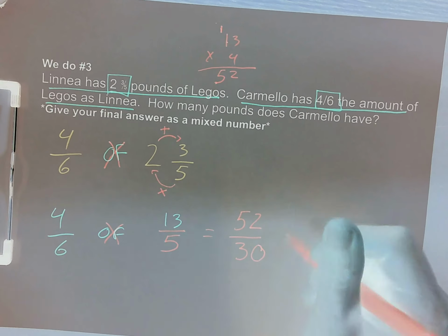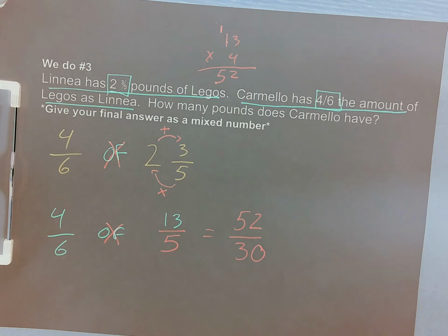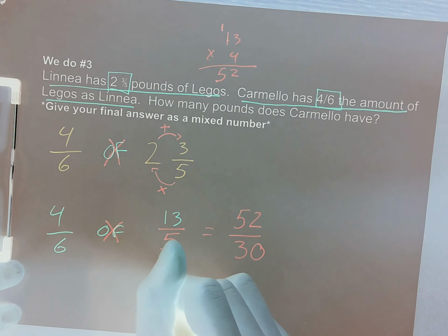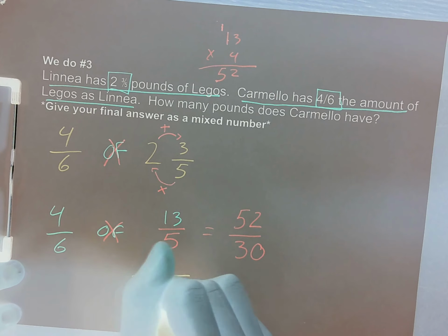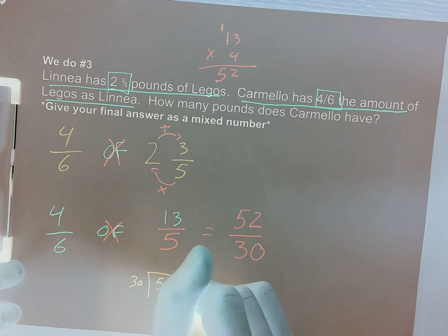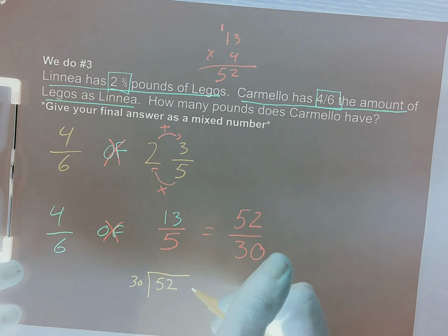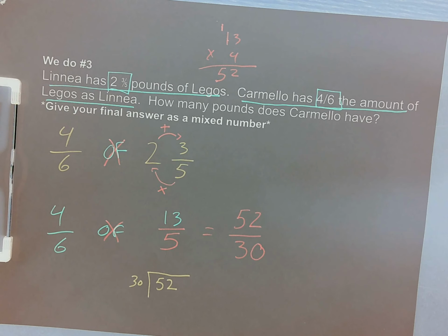But we need our final answer to be a mixed number. To convert an improper fraction to a mixed number, we need to divide. Let's do this part on our own. Solve 52 divided by 30. The answer you get is going to be your whole number. Your remainder will be your numerator, and the denominator will stay the same.